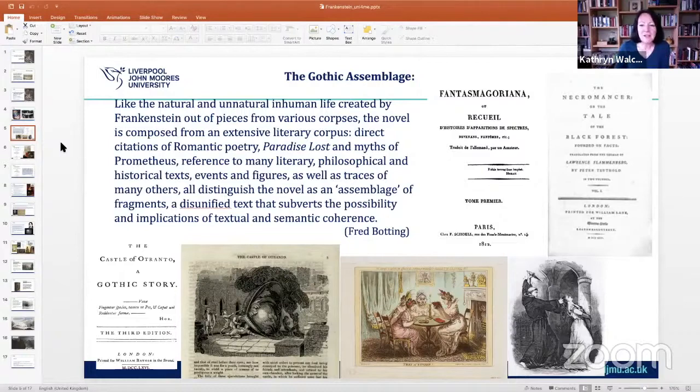So like Fred Botting writes here, it is an assemblage, a putting together of fragments, he puts at the end, a disunified text that subverts the possibility and implications of textual and semantic coherence. So a text that's almost beyond our understanding, because it is a bringing together of lots of different things, lots of different ideas. And you can see, hopefully, if you'll be able to look through these slides, there's far too much information on some of them for you to think about and to write down as I'm talking. So obviously, you can revisit these and see some of these Gothic images and texts which had inspired and were brought together in the text of Frankenstein by Mary Shelley.